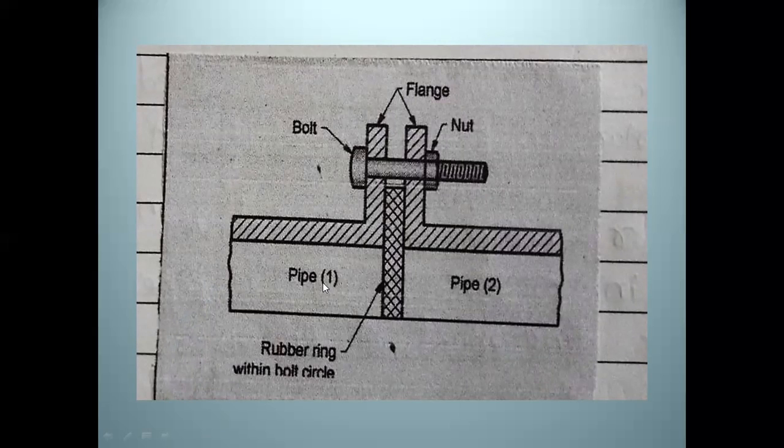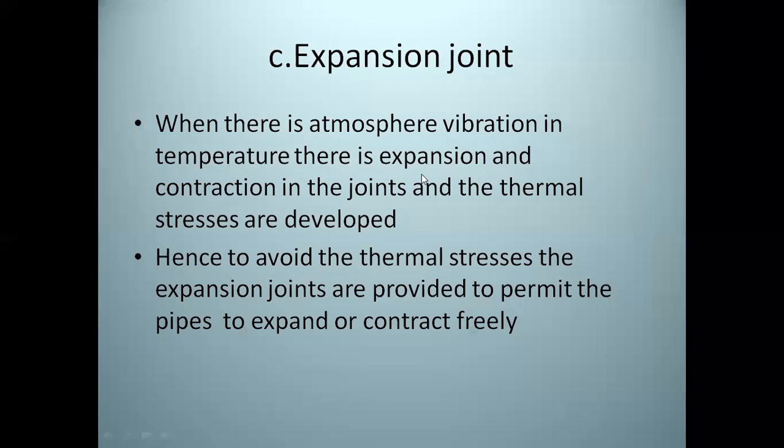It has pipe 1 and pipe 2. The gap between pipe 1 and pipe 2 is filled by the rubber ring. Then it has two flanges of the two pipes, and they are fixed by nuts and bolts.